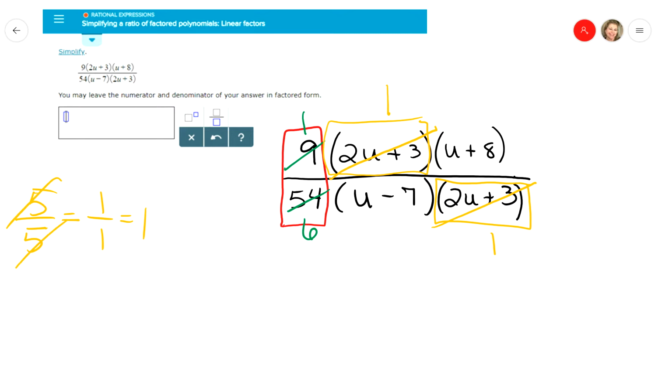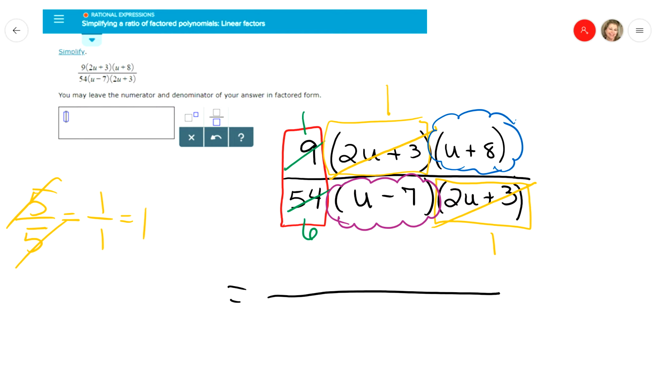Now, unfortunately, the u plus 8 right here, the only way you could reduce that is with another u plus 8. I don't have another u plus 8. I have a u minus 7. So basically what I'm left with in the numerator is a 1 times a 1 times a u plus 8. So I'm just going to have the u plus 8 left in the numerator. Now, since it's its own binomial all by itself, you can drop the parentheses. However, if you put parentheses around that, I don't think Alex would count it wrong. Might want to test that theory.